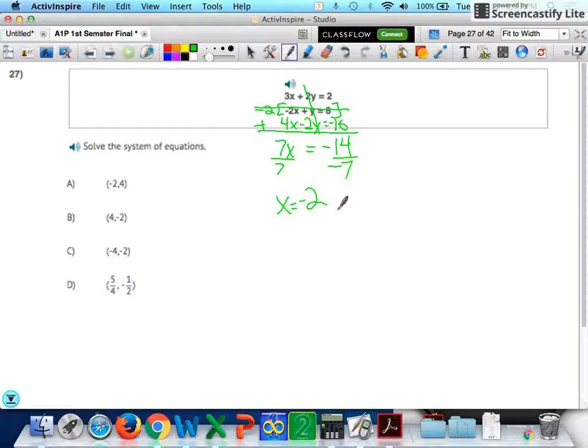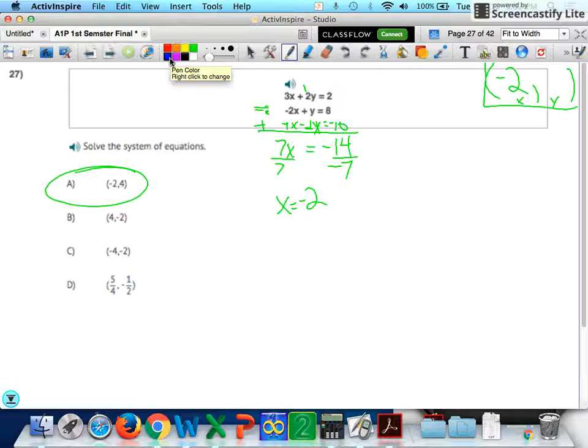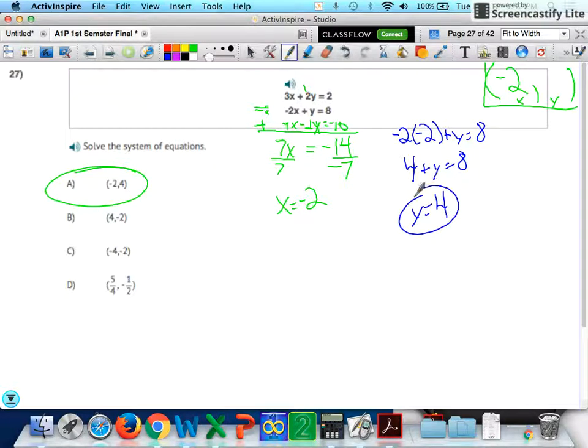That's half my answer. Okay, but if I look at my choices, I can see that there's only one answer left. It's the only one with a negative 2 in front. Just to be safe, you would be more than welcome to take this and plug it into an original equation. If I did that, I would plug it into this top one. That'd be negative 2 times negative 2 plus y equals 8, resulting in 4 plus y equals 8, resulting in y equaling 4. That is, in fact, my A answer. That's where they would intersect. Okay?